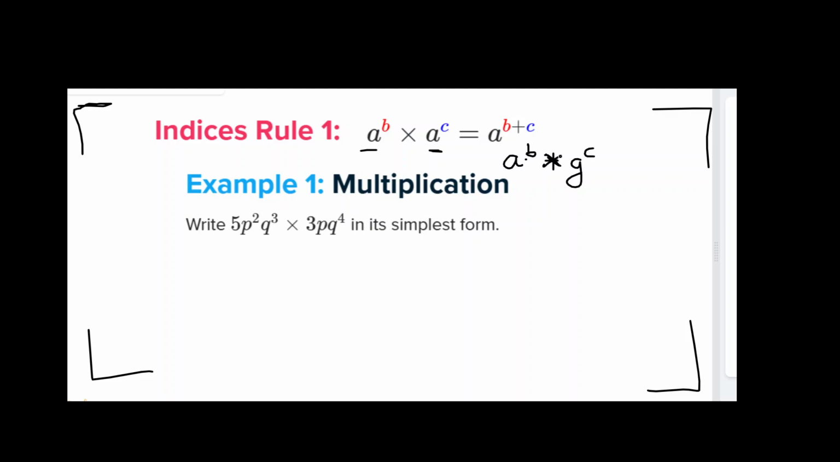Sorry, this should be times. So times g to the power of c. So instead, we're just going to write this as a to the power of b, g to the power of c. So that rule has not worked for us to be able to add b and c together. Okay, so I'm just going to cross that one out.